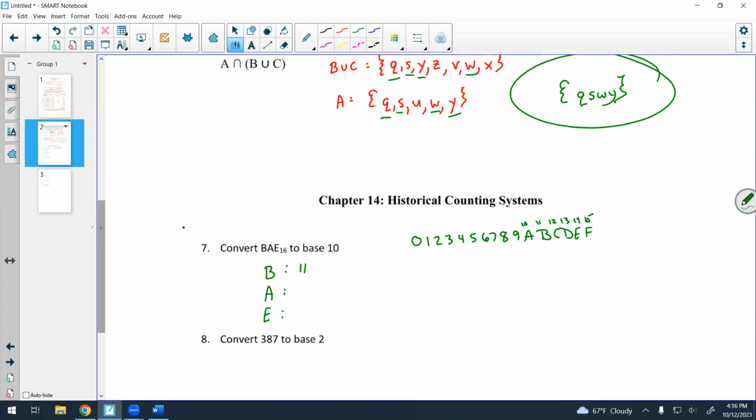So B is 11 as far as we're concerned, and A is 10 and E is 14. And now we're in base 16. So we start down here at 16 to the 0, 16 to the first, 16 to the second. So this is 14 times 1, which is 14. This is 10 times 16, which is 160. And this is 11 times, what was it, 256? Which comes to what?